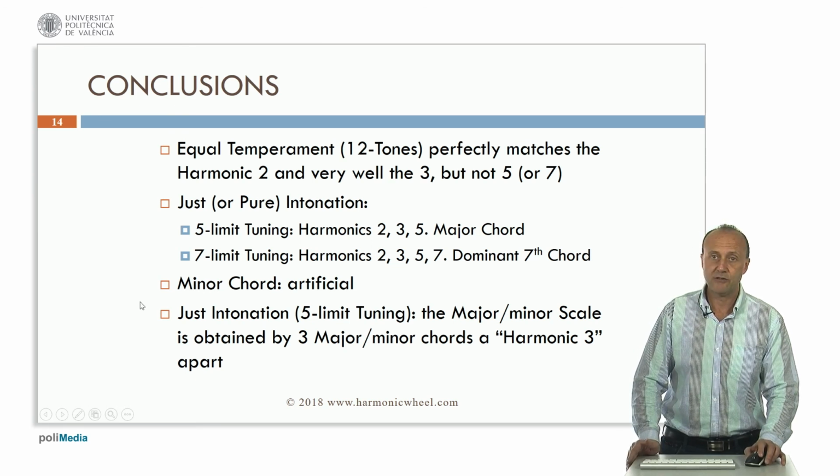On the contrary, a minor chord is not built from harmonics, but in an artificial way. Usually, just intonation is understood with 5 limit tuning. In this case, a major or minor scale is obtained respectively by 3 major or minor chords which are a harmonic 3 apart. You can find all the information on the webpage harmonic.com.